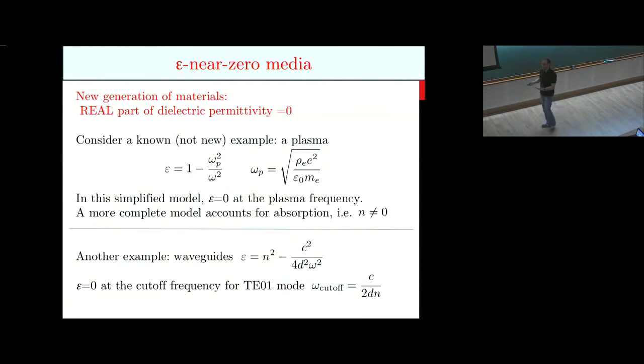Okay, so the fact that you can have a material with zero real part of the dielectric permittivity is known. It wasn't really that well investigated until recently. Now there's a whole community working only on this. In general, they're called zero index materials.